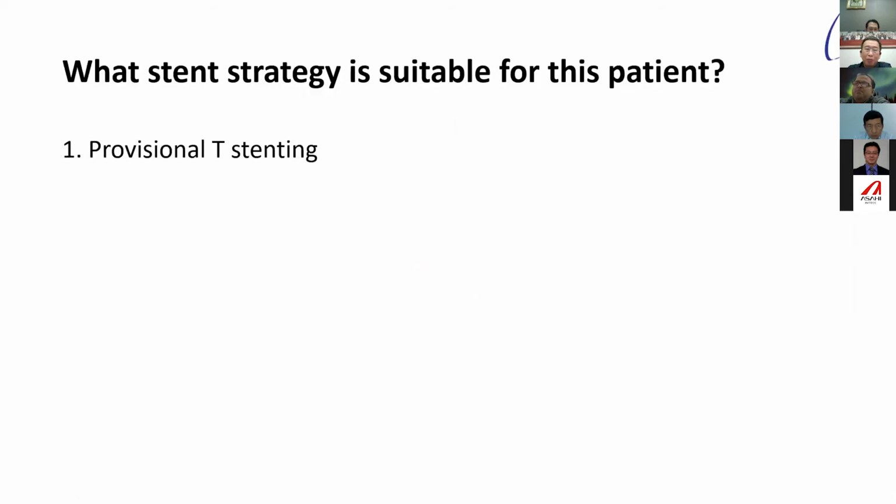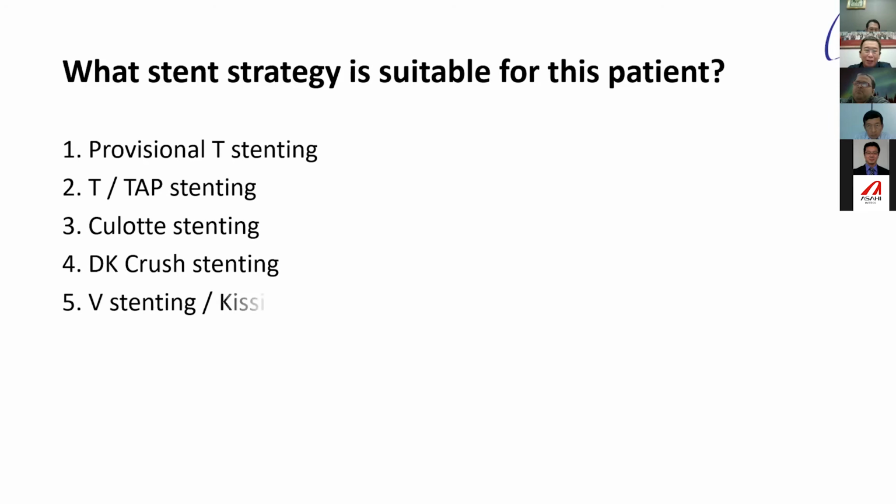what stent strategy is suitable for this patient? Provisional, T-tapping or culotte, but I think culotte may have no chance. DK crush or V stenting or kissing stent, which is now quite unpopular and not recommended by many consensus or the other technique.